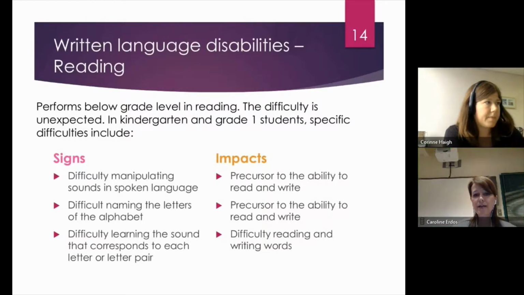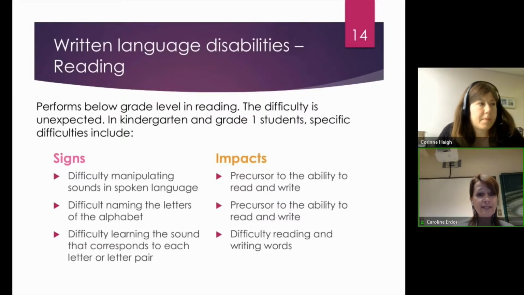And in kindergarten and in grade 1, what that would look like is a child who has difficulty manipulating sounds in spoken language. So children who have difficulty playing word games or blending sounds together to make a word, all the phonological awareness activities that we do in kindergarten and in grade 1. They'll struggle with that. You'll say to them, tell me what k, a, t is, and they won't know how to put that together perhaps.